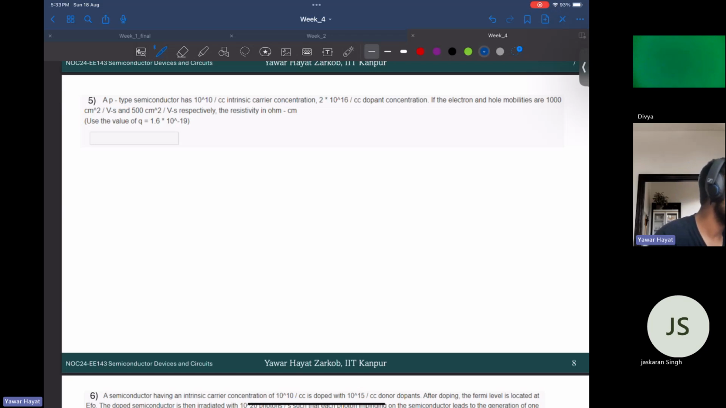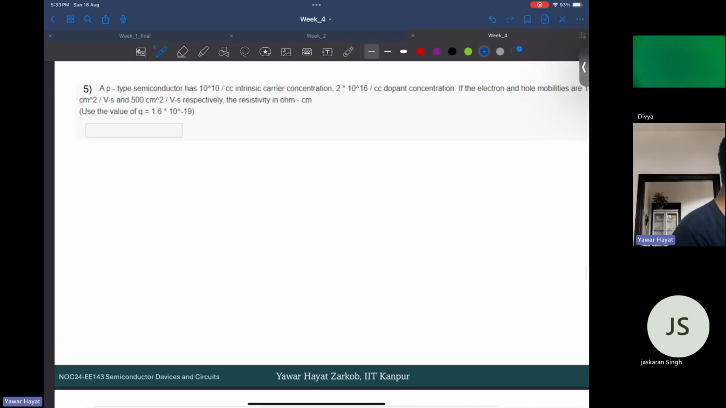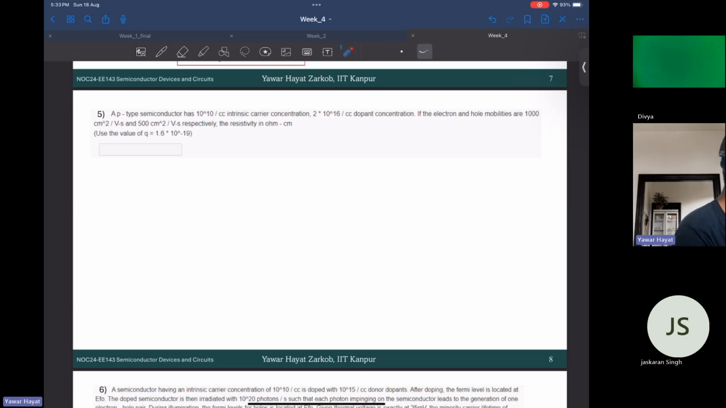Firstly, what is resistivity equal to? In general, for a semiconductor bar, the resistivity would be equal to 1 by (P mu P Q plus N mu N Q), right? But it turns out in this question, one of them dominates over the other. So we'll be neglecting the other one. Which one dominates, we'll see, right? Okay, so what we are given is Ni is 10 to the power 10. This we know. Okay, Na, let's write that. So our Na is 2 into 10 to the power 16.